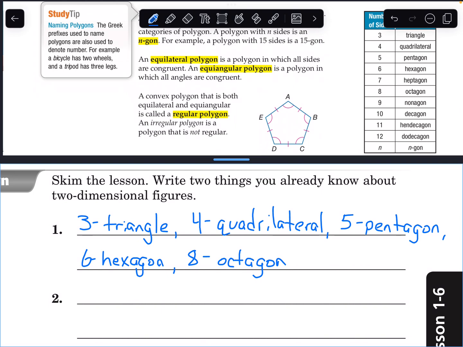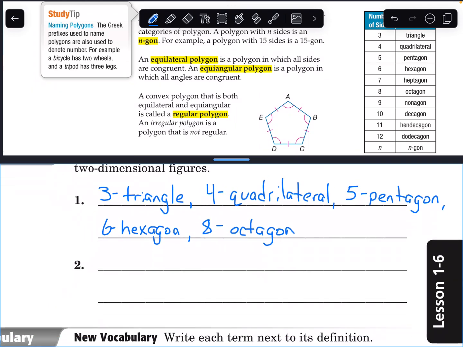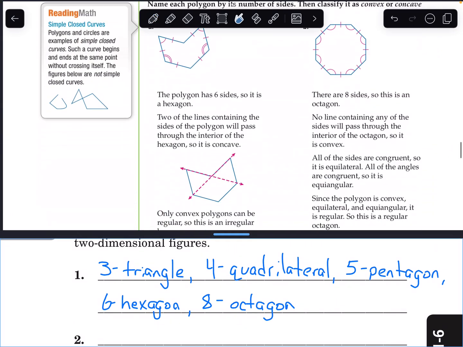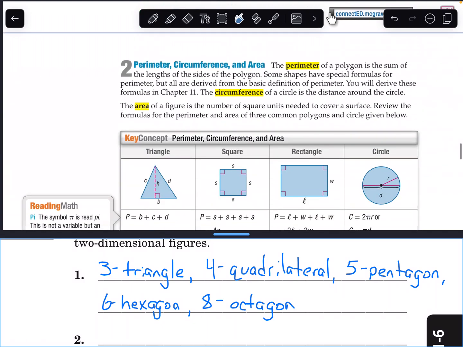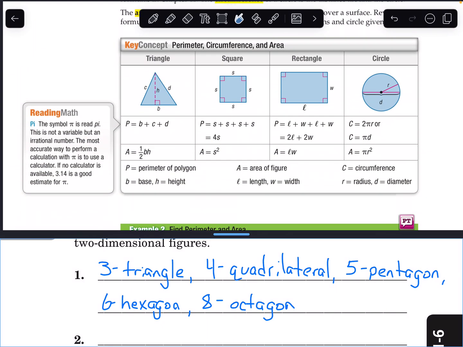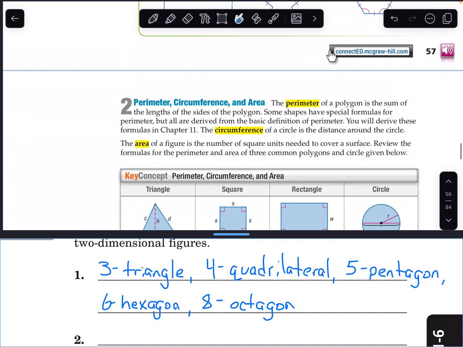Be honest. This is just to activate your brain and connect back to knowledge you're already familiar with. Let's see what else we can find in here. Naming and classifying, absolutely. Ooh, perimeter, circumference, and area. Hey, I know the areas of some things. Let's not spoil it.